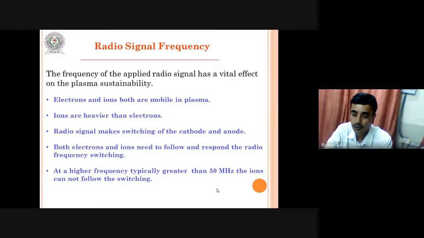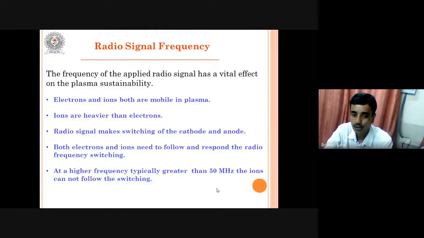Electrons and ions, both are charged particles that will respond to the signal switching. But electrons are lighter particles and ions are heavier particles. So both are responding to the switching. Since the radio signal makes switching between the cathode and anode, the cathode becomes anode and the anode becomes cathode frequently, and 10 to the power 6 is the megahertz, 13.56 megahertz. So it is very high frequency. Under that frequency, the electrons and ions do not respond in the same way.